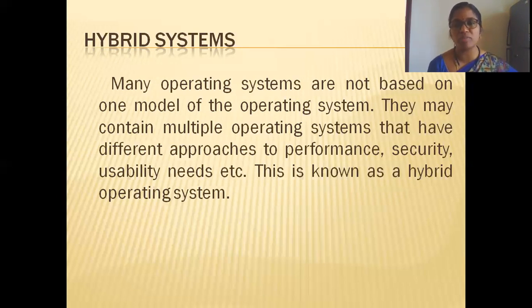One may be suitable for time sharing, another may be suitable for batch systems, and another may be suitable for security. This is known as a hybrid operating system. So adding different types of operating systems in one place, that means one machine can be loaded with more than one operating system, is what we call a hybrid system.